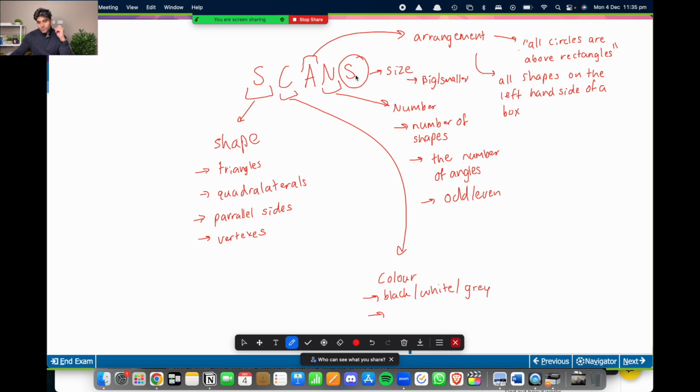Another thing with arrangement, just going back to arrangement, is whether something is moving clockwise, whether something is moving anti-clockwise.